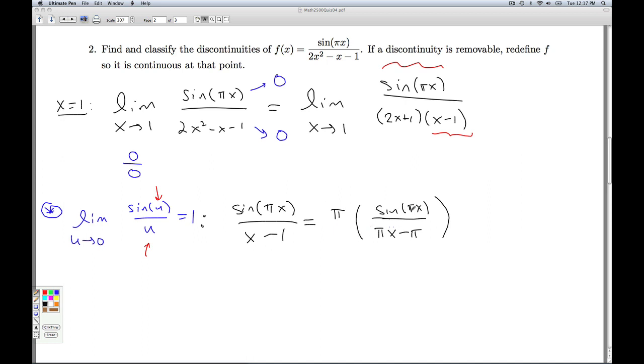Well, now I need to get what's in here the same as what's down there. And so I'm going to make a u substitution. I'm going to let u equal pi x minus pi. And so if I look at the limit as x goes to 1, that's going to happen exactly when u goes to 0. So x goes to 1 happens exactly as the u goes to 0. So that's going to set me up good for that.